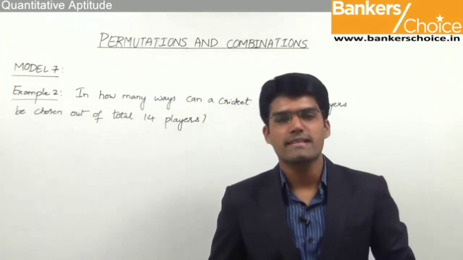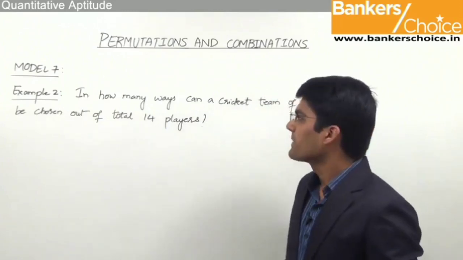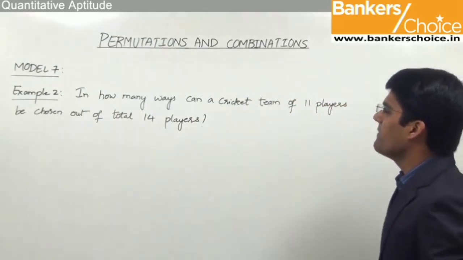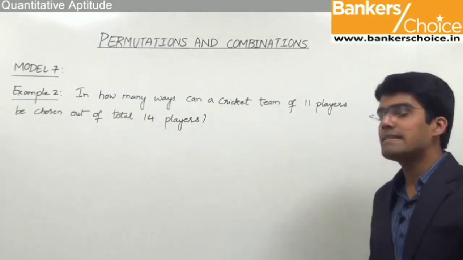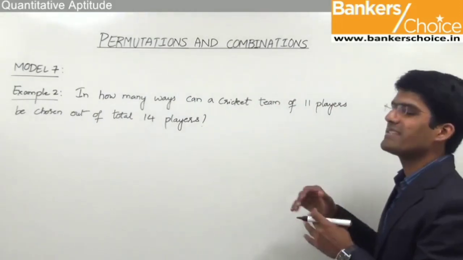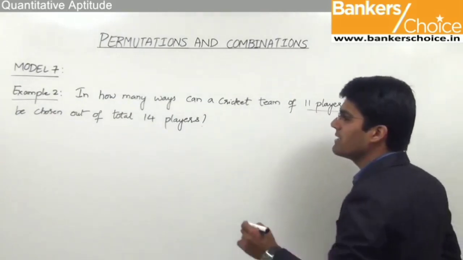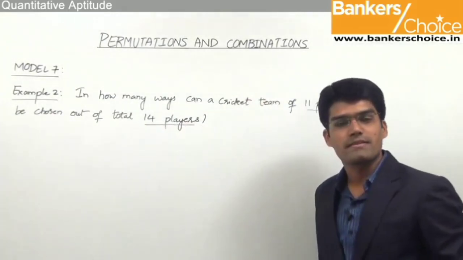Let us now take the second example from Model 7, where we shall take another basic question from combinations. The question here is, in how many ways can a cricket team of 11 players be chosen out of total 14 players? That's a very simple and straightforward question, where we have to form a cricket team of 11 players out of total 14 players.